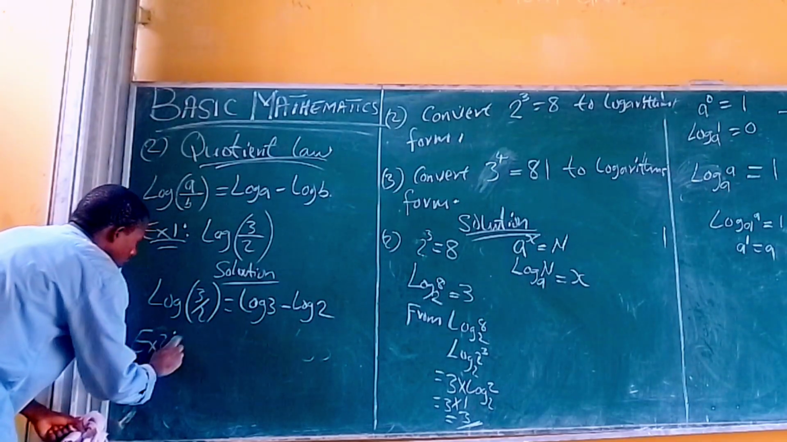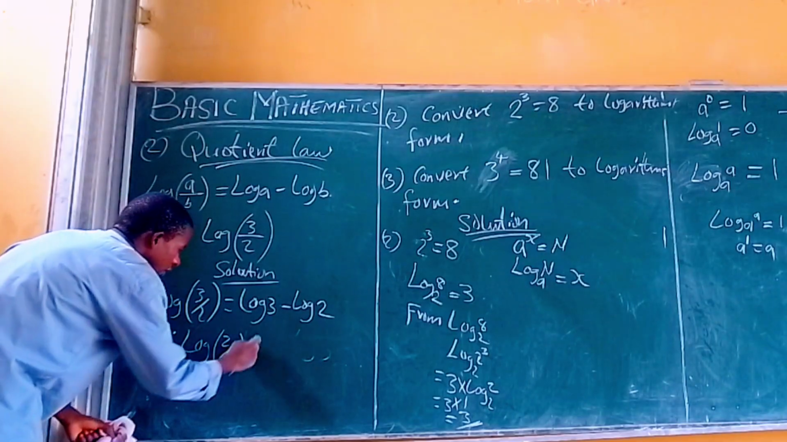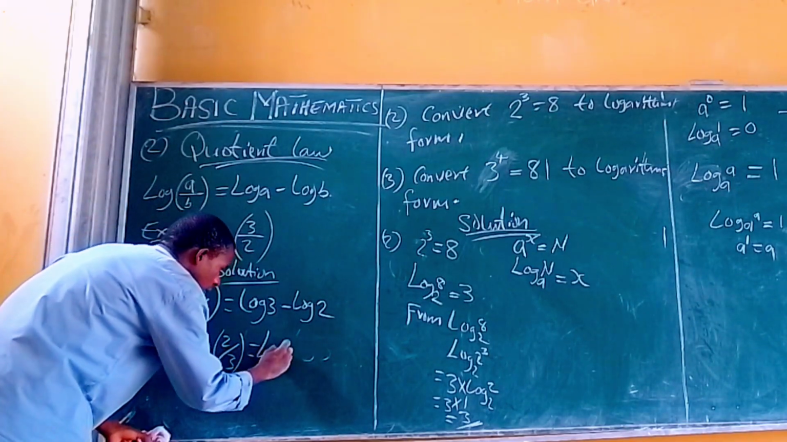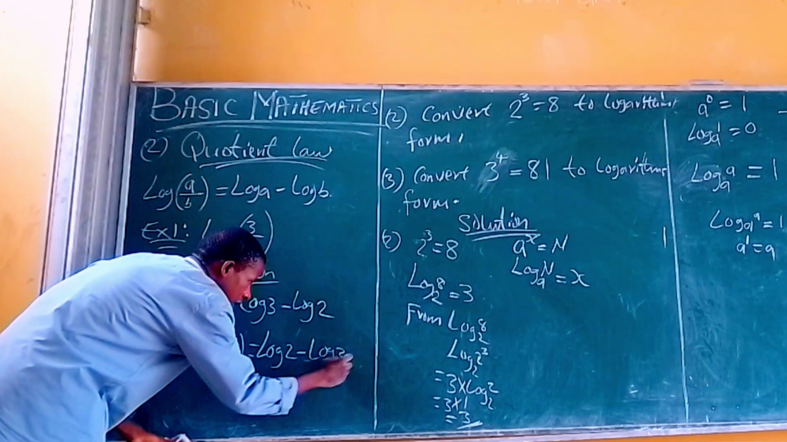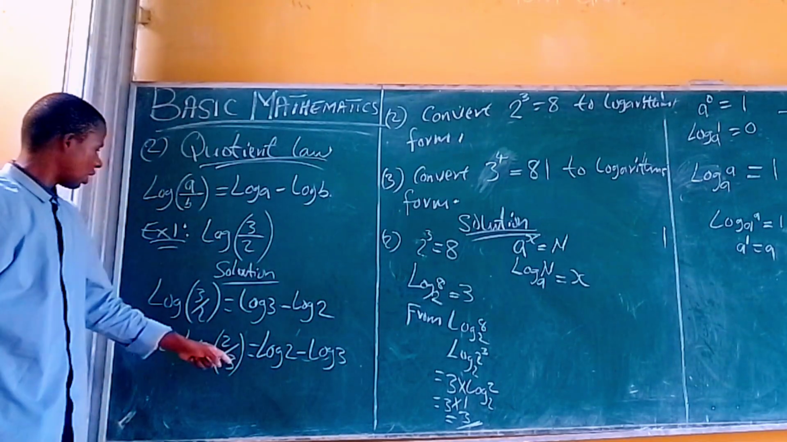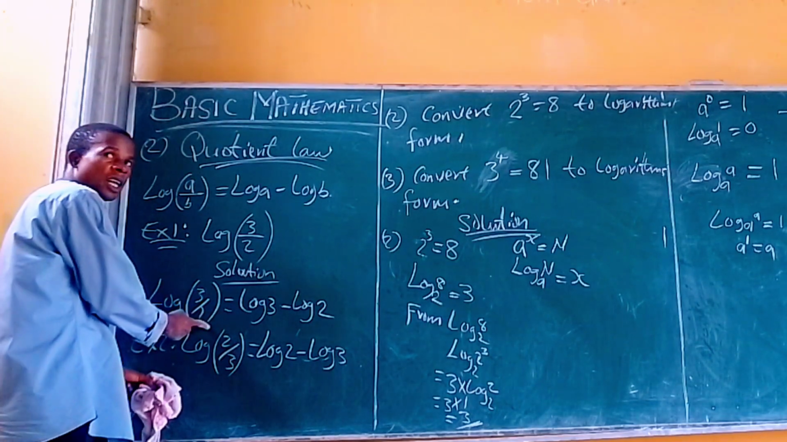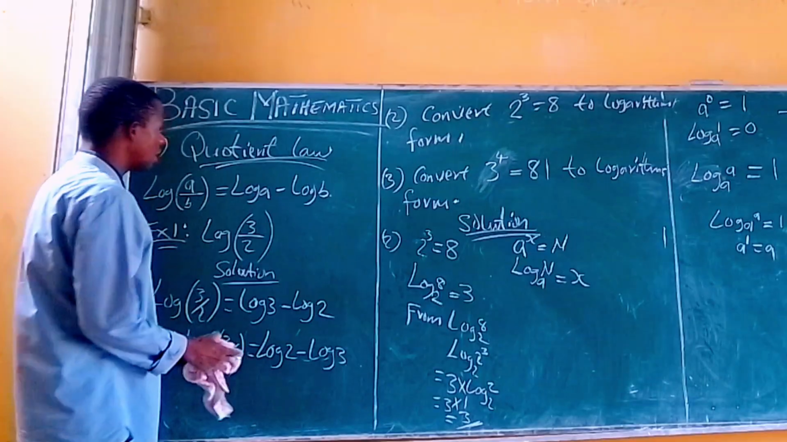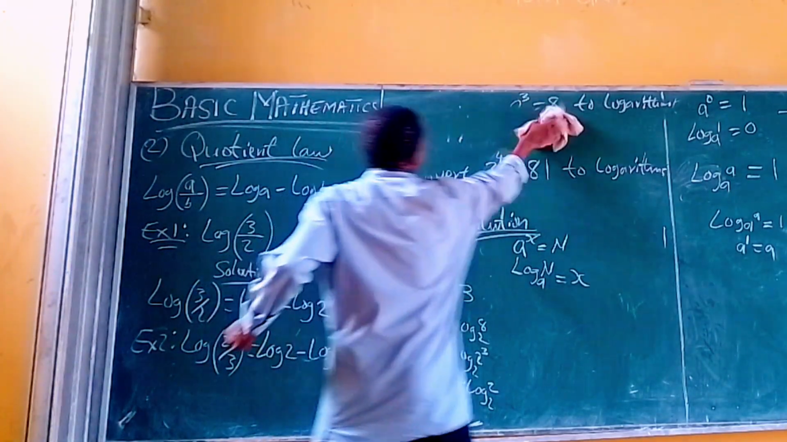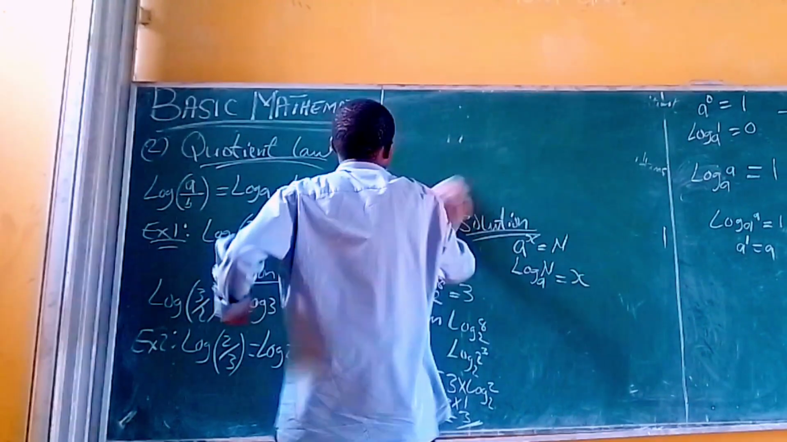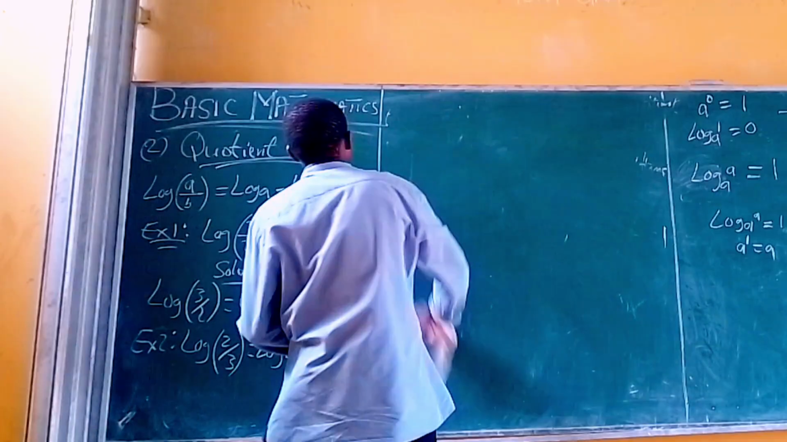Let's look at example 2. We have log of 2 all over 3. This will give us log 2 minus log 3. Don't make the mistake of saying log 3 minus log 2, because we take the first one and subtract the downside. That is the right way of solving this question. It's not because 2 is greater than 3 or 3 is greater than 2. Hope you are following.